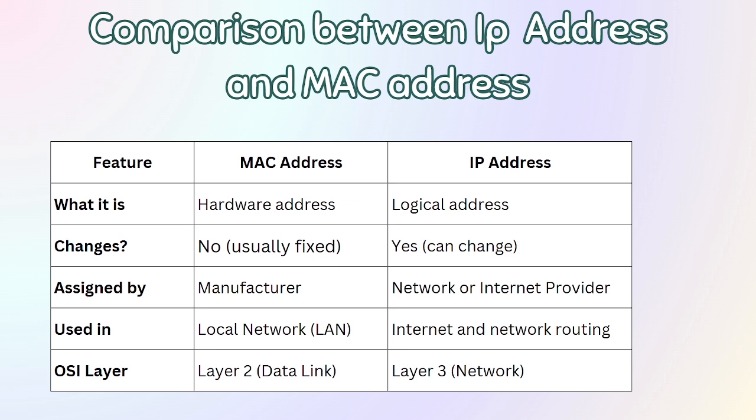According to the OSI model, a MAC address works on layer 2, which is the data link layer, while an IP address works on layer 3, which is the network layer.